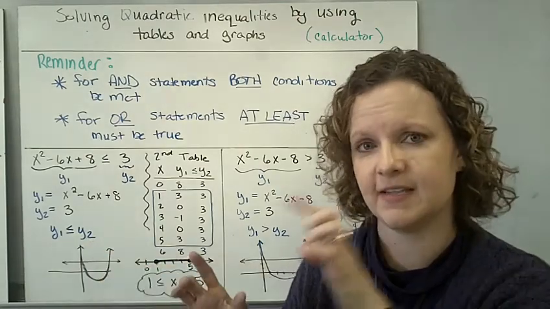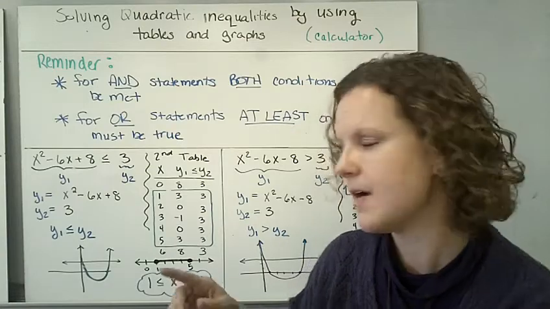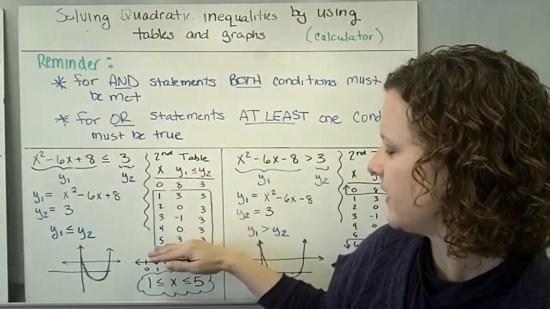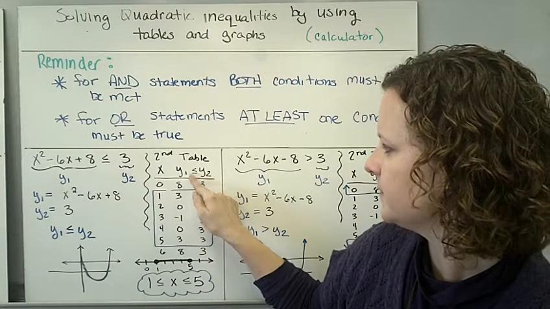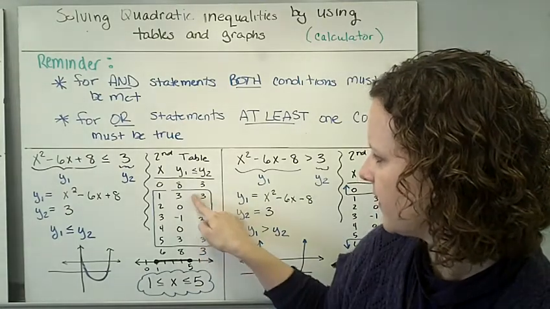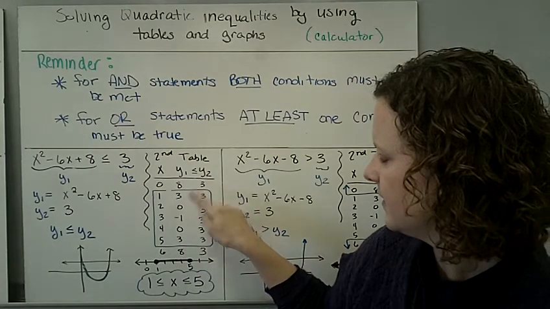And then you just hit second table, and it shows the table of all the values, the x inputs and the y outputs. So x, y1, and y2 is what your table in your calculator will look like. And y1 must be less than or equal to y2. So I look at my y values and I look for where they're less than or equal to, which I have colored in the blue box.